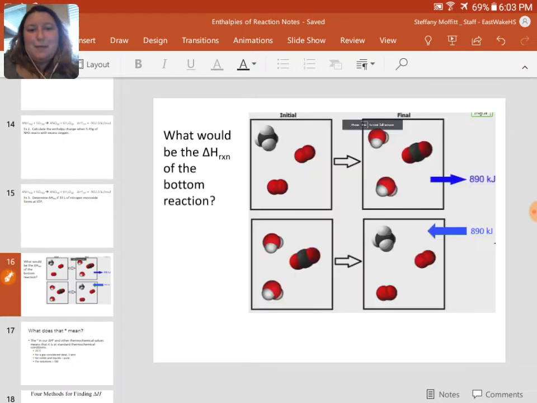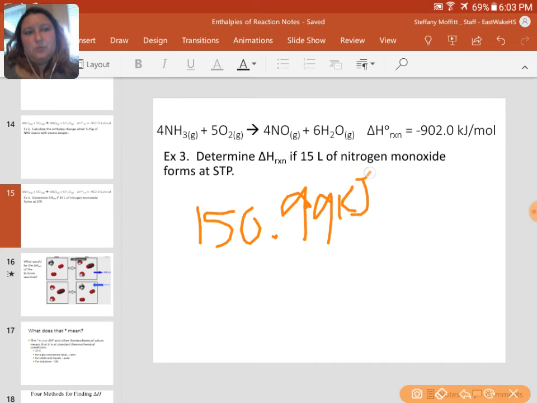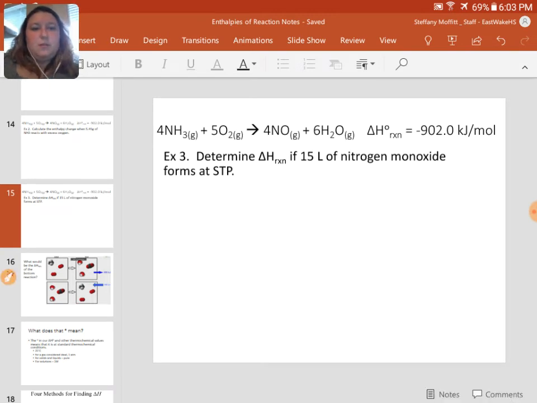I'll rewrite that because I just deleted it super fast. 150.99 kilojoules per mole. And you can calculate that yourself. Super easy equations to do right there.